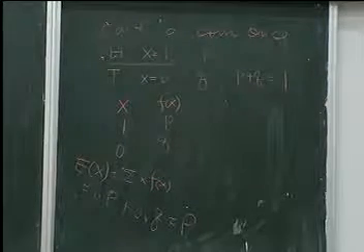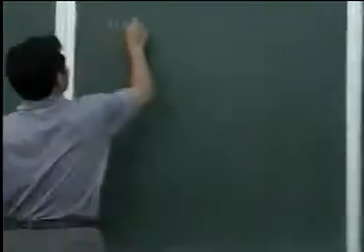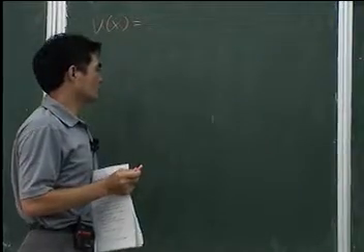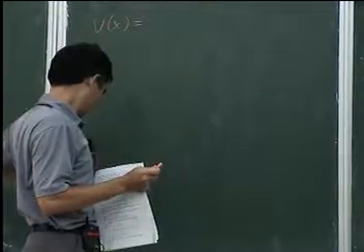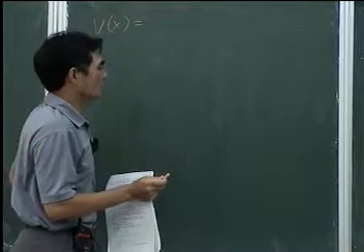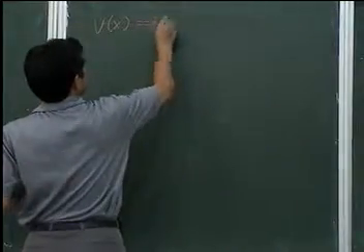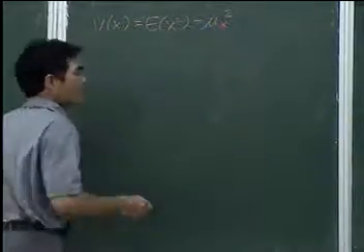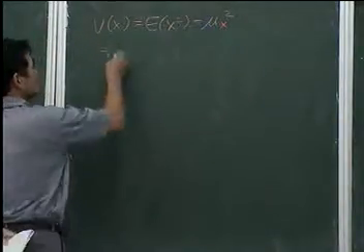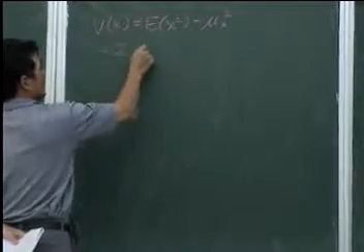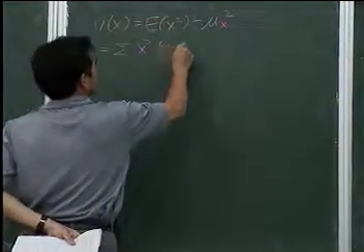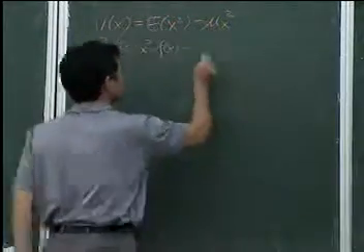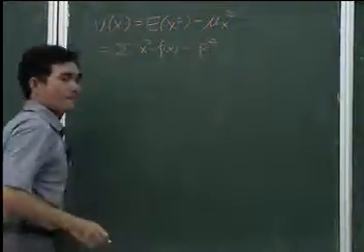Okay, the variance of X, as we say, should be equal to the expectation of X squared minus mu X squared, right? So this one is the summation of X squared times Fx, minus mu squared, right? Mu is equal to P, so that is P squared.